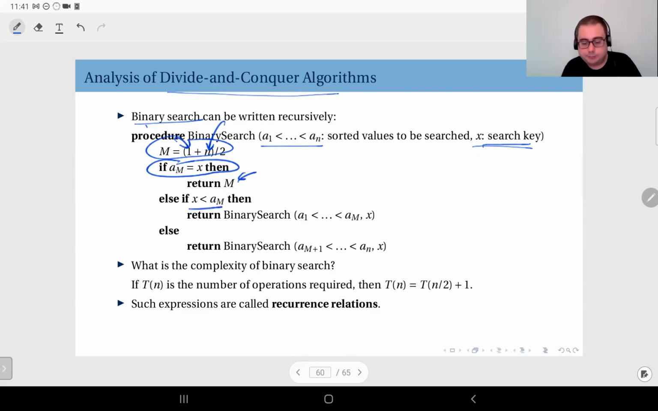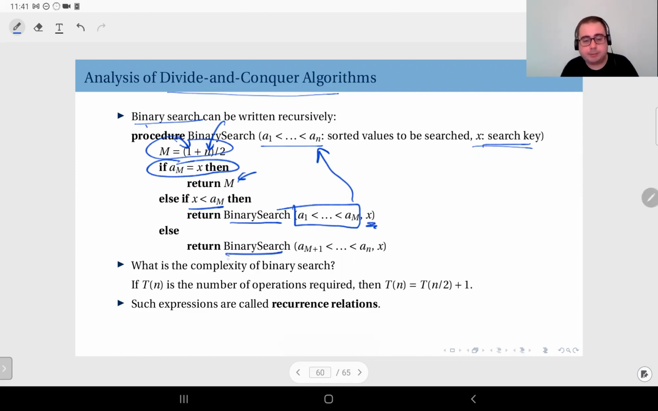Otherwise, if your search key is less than the middle element, then you have to look at the left half. In which case, you again apply binary search with the same search key to the left half of your sequence, A1 through AM, rather than AN. Okay, notice the difference. Or if your search key is larger than the middle value, then you will confine your search to the right half.